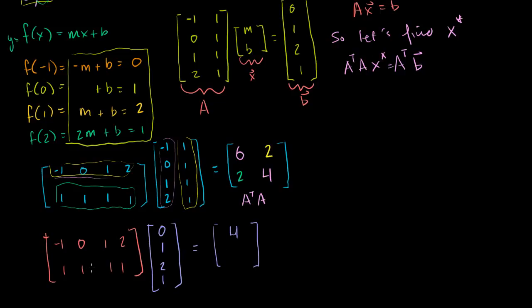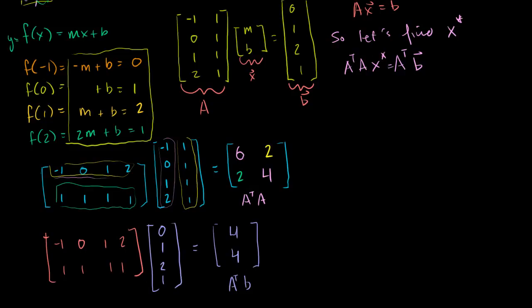And then we have 1 times 0 plus 1 times 2 plus 1. So 1 times all of these guys added up. So 0 plus 1 is 1. 1 plus 2 is 3. 3 plus 1 is 4. So this right here is A transpose B.